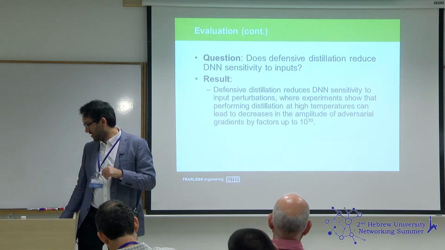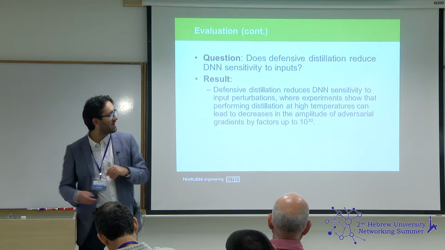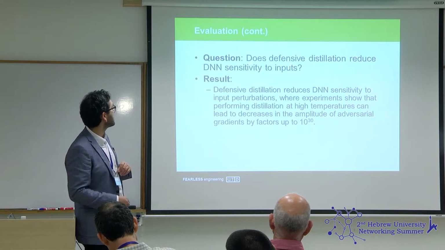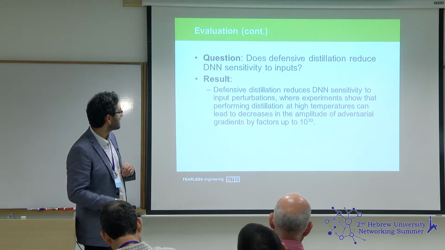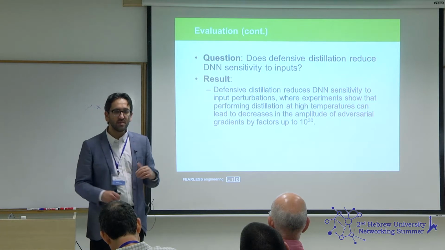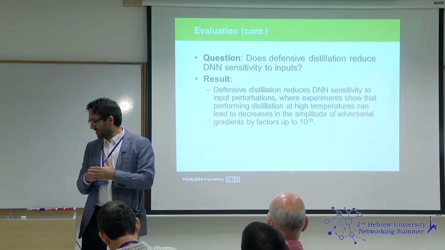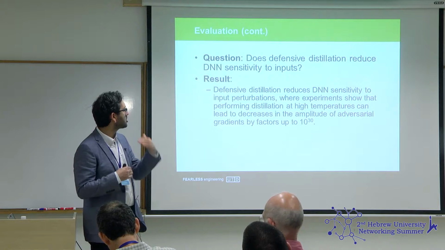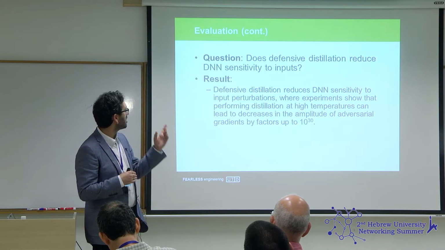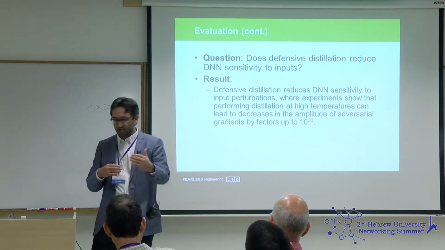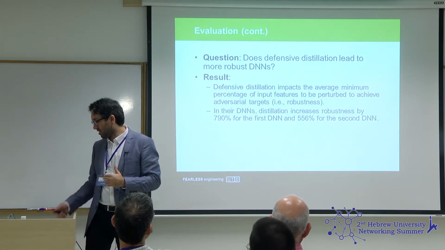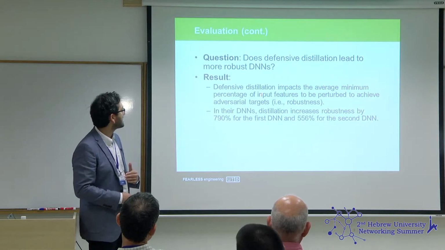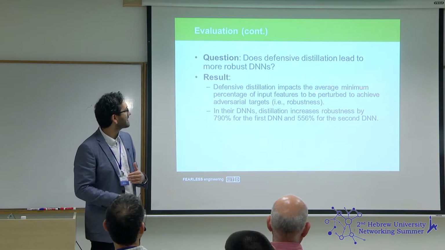What they say is that sensitivity of inputs at high temperatures can lead to a decrease of adversarial gradients by up to this factor. In other words, the network can resist adversarial gradients much better, even if the attacker needs to add a much higher gradient. So basically, defensive distillation impacts the average minimum.